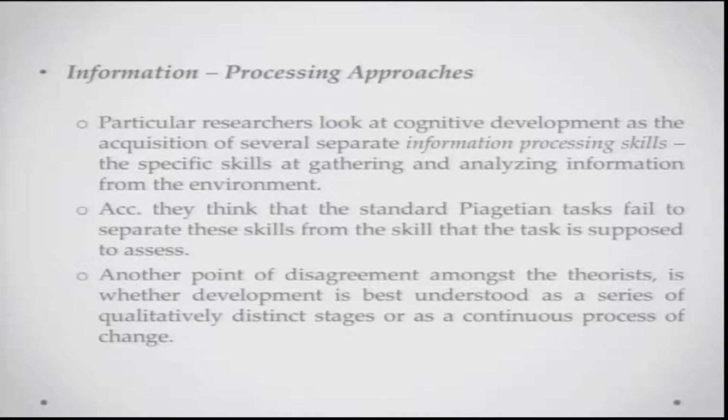Another point of disagreement between the information processing theorists is whether development should be understood as a series of consecutive, qualitatively distinct stages, or as a continuous process of change. Piaget puts these rigid boundaries: all of this happens in the first stage, all of this happens in the second, all of this in the third and the fourth stages. Now the information processing approaches basically say that all of this is a cumulative process.